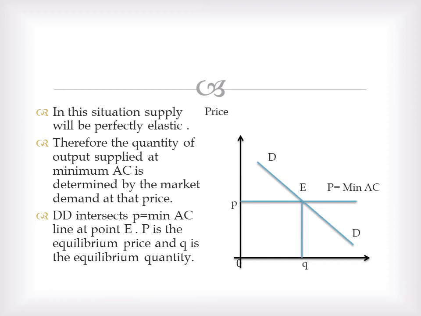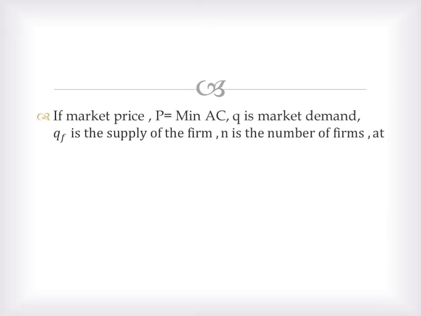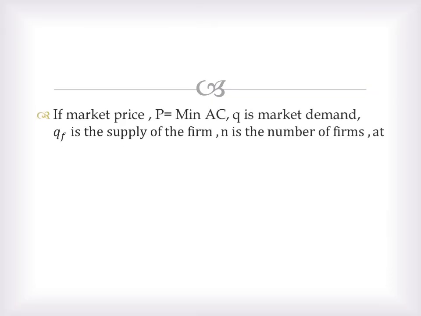DD intersects the price line. Price is equal to minimum AC at point E. P is the equilibrium price and Q is our equilibrium quantity. If market price P is equal to minimum AC and Q is market demand, then QF is the supply of the firm, and N is the number of firms.